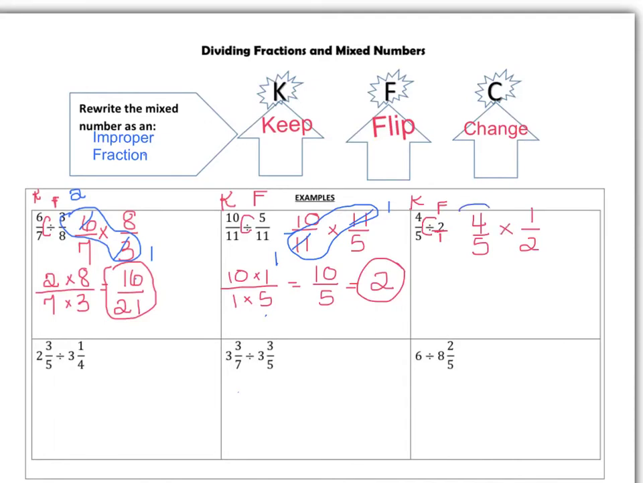And from here, we're going to do some cross reducing. 2, of course, goes into itself once. It will also go into 4 2 times. So our new products are 2 times 1 and 5 times 1. 2 times 1 is 2. 5 times 1 is 5. 2/5.